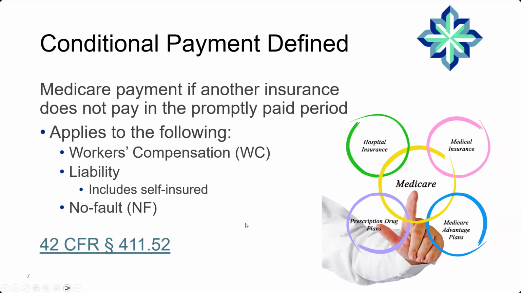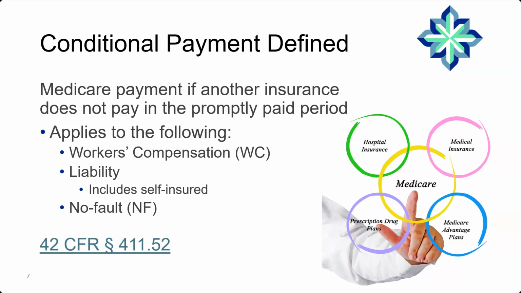On the bottom of this slide, there is a CFR reference, and that's the Code of Federal Regulations, and it's 42 CFR section 411.52. If you open that particular reference up, it's going to give you a lot more information on the conditional payments, why we do what we do, and how we have to go through the different things. Again, it's the Code of Federal Regulations. I'm not going to select it, but you can go ahead and take a look at it should you need it.